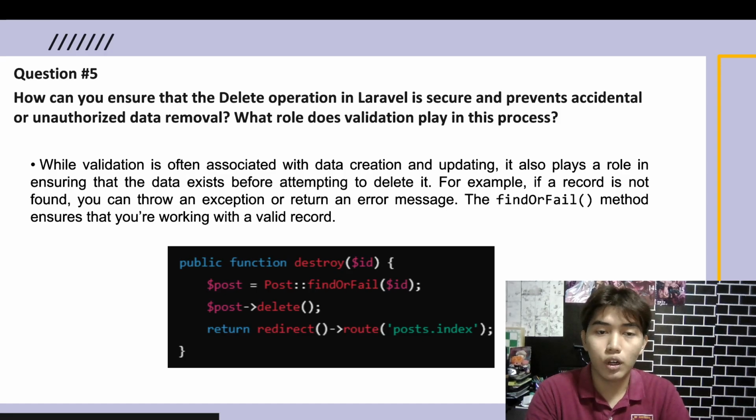While validation is often associated with data creation and updating, it also plays a role in ensuring that the data exists before attempting to delete it. For example, if a record is not found, you can throw an exception or return an error message. The findOrFail method ensures that you're working with a valid record.